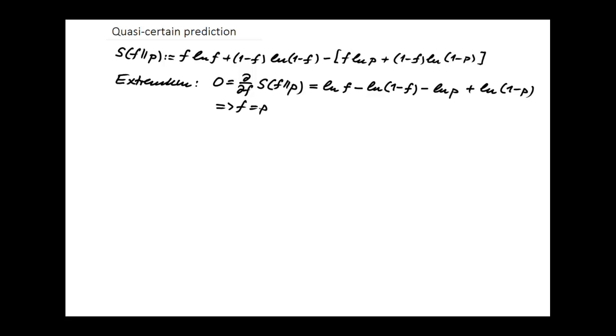Then we can ask, is it the minimum, is it the maximum? So we look at the second derivative with respect to f. We find this is equal to 1 over f plus 1 over (1 minus f), which we can also write as 1 over f times (1 minus f). Now the relative frequency f is always between 0 and 1, and therefore this is always a positive quantity. So the second order derivative is positive, and therefore the extremum is a minimum.